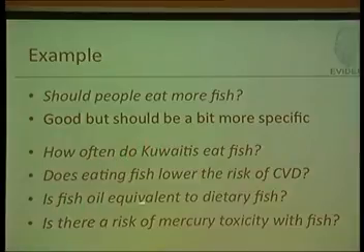If fish oil is equivalent to dietary fish, you're comparing an intervention versus another comparison. So you're comparing it versus eating some other formula of fish, or versus eating no fish. This is another way of narrowing the question. Or is there a risk of mercury toxicity with fish?